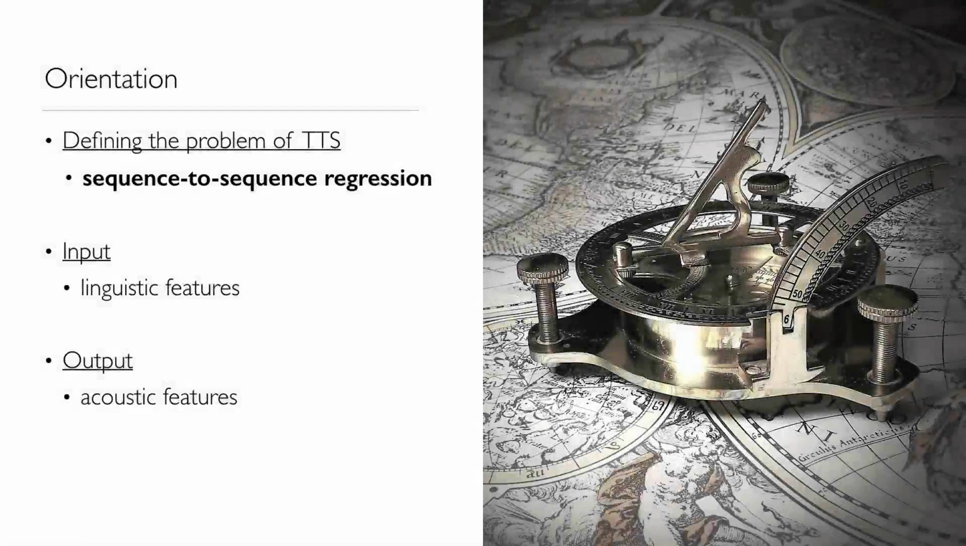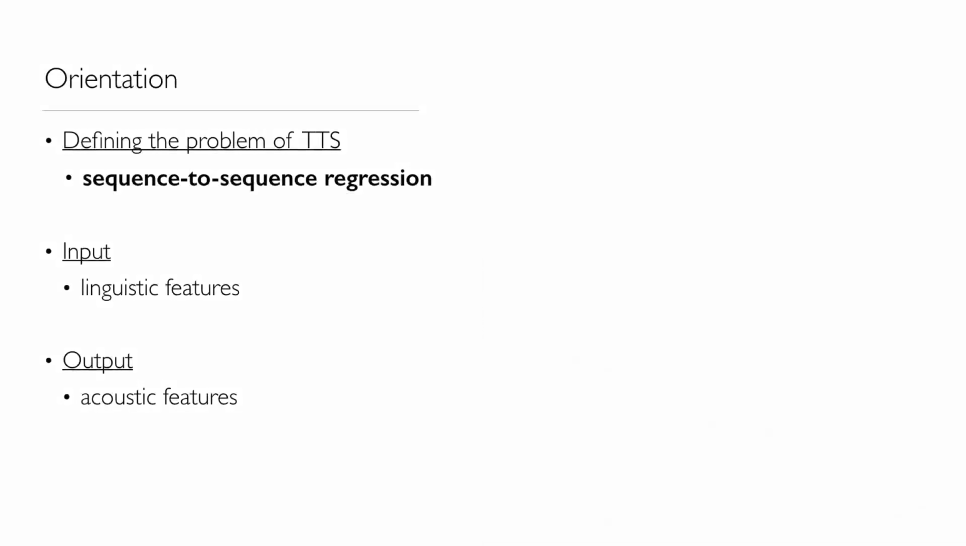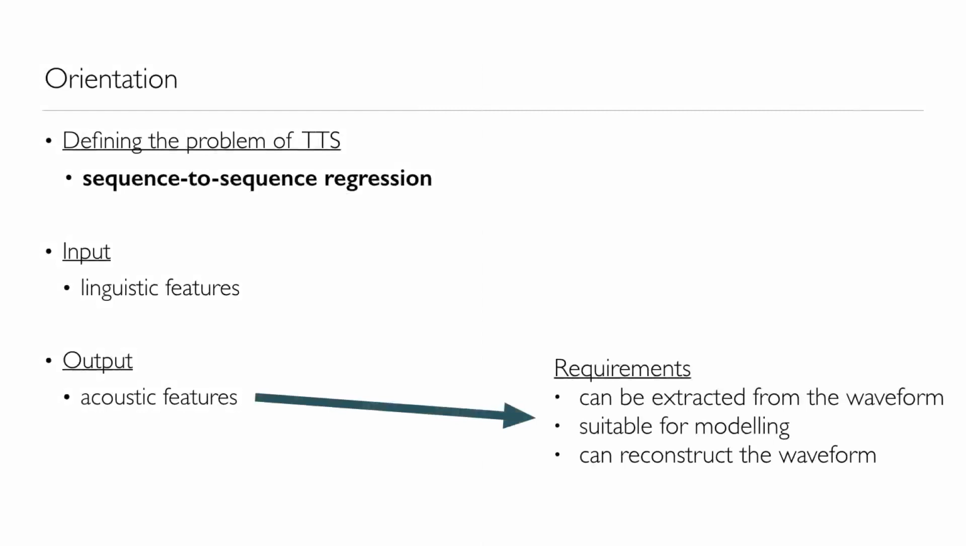So we have already been talking about input features, the linguistic features. We are going to talk now about the output features, which are at the output of the DNN, and these are the acoustics. Okay, acoustic features. These have some basic requirements. First of all, they should be extracted from the waveform, so we shouldn't use any other source of information.